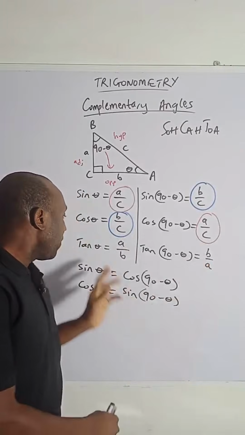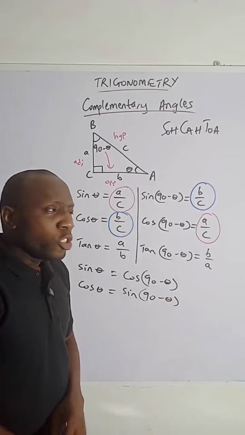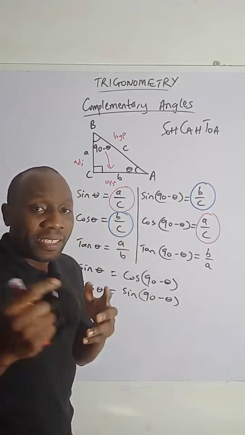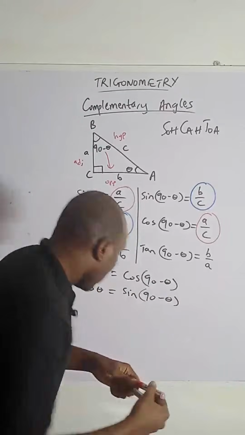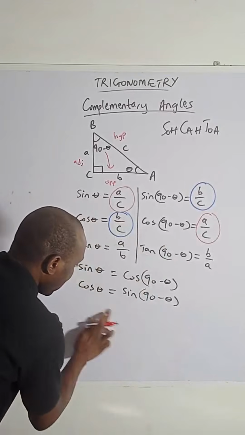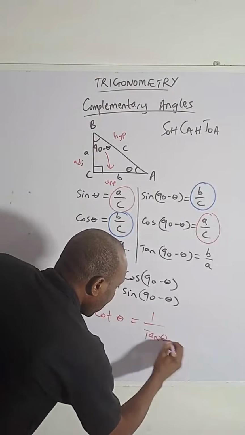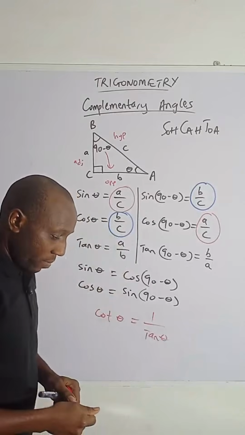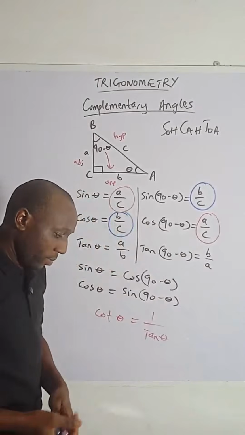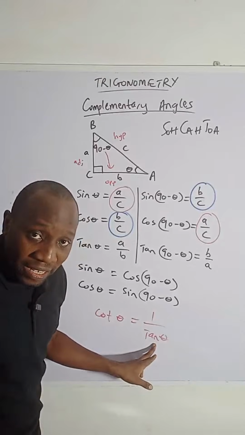What is B over A? If tan theta is equal to A over B, what should B over A be now? Do you know that cot theta is the reciprocal of tan theta? Do you know that cot theta is equal to 1 over tan theta? If you do, type 1 in the comments. Cot theta is the reciprocal of tan theta.